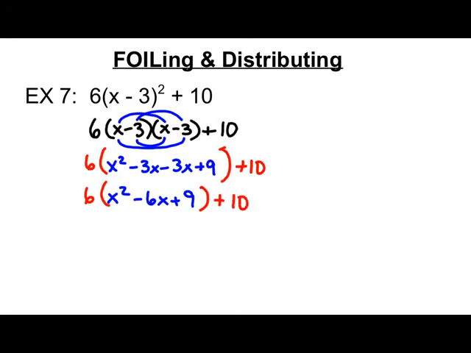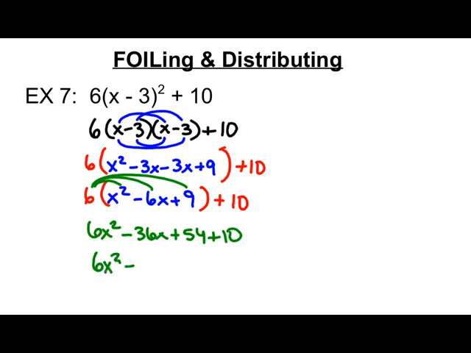So here we go. Order of operations says now I multiply. So 6 times x squared is 6x squared. 6 times negative 6 is negative 36x. And 6 times 9 is 54. And if I add that 10 onto that 54, it becomes 6x squared minus 36x plus 64.